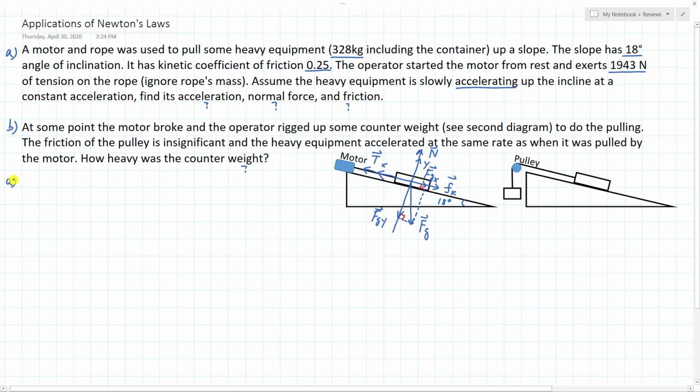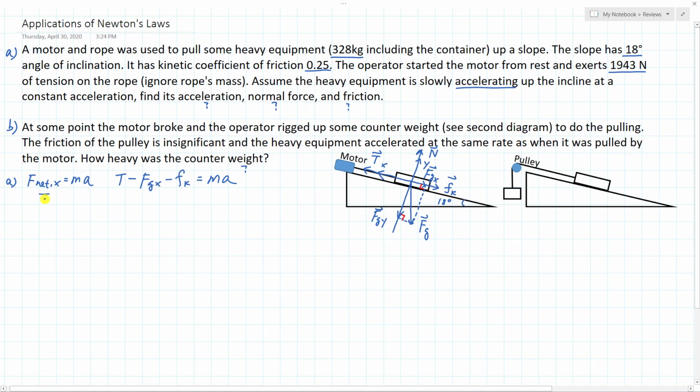So part A, we have our free body diagram. We'll use the x direction, so net force x equals mass times acceleration. The net force in x is tension in the x direction, minus F gravity x, minus Fk, equal to mass times acceleration, ma.